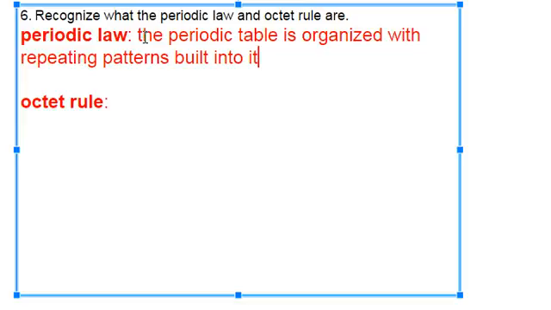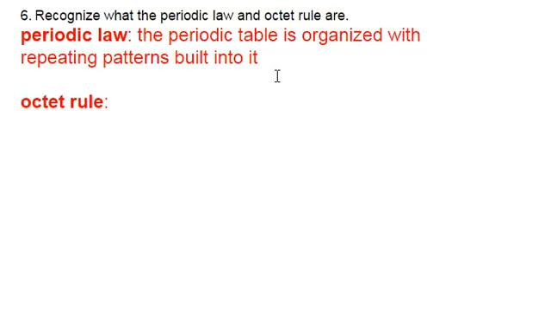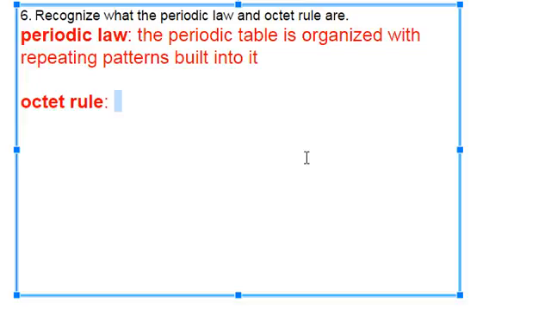there are. They all have the same number. The rows or periods tell you what energy level is being filled up. So that's deliberate, all those patterns in there. None of those patterns happen by accident. And then the octet rule, what's an octet? You know, quartet is 4, octet is 8.